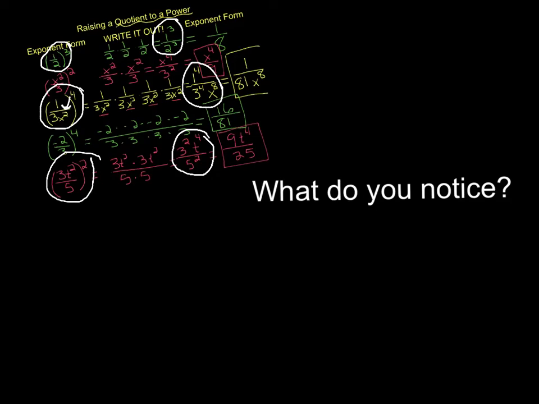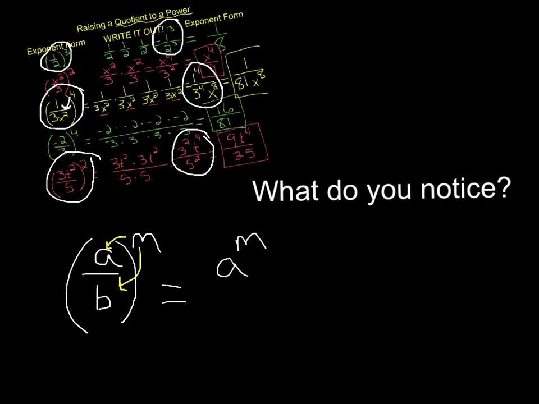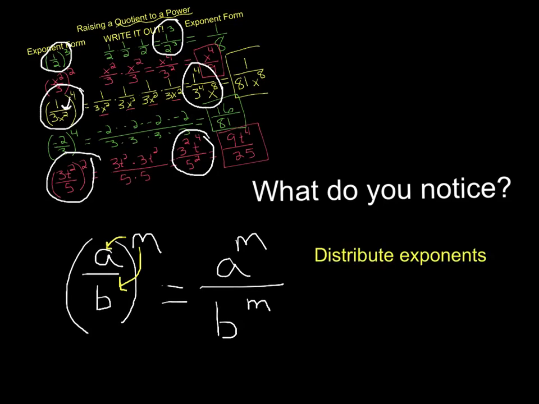So here's another property. If we have a quotient, a over b, so a fraction, and we raise it to a power of m, we have to raise everything inside that quotient to the power of m. So it becomes a to the power of m over b to the power of m. So once again, I call this distributing exponents, even though technically you can't call it the distributive property.